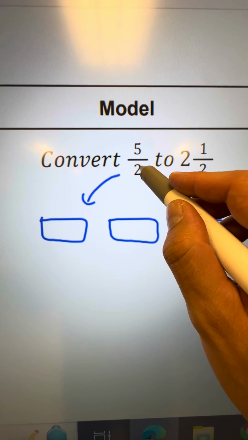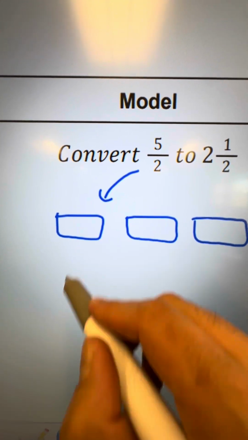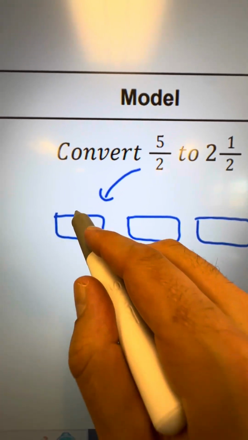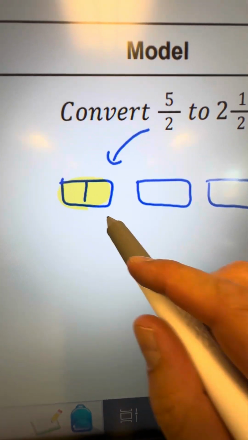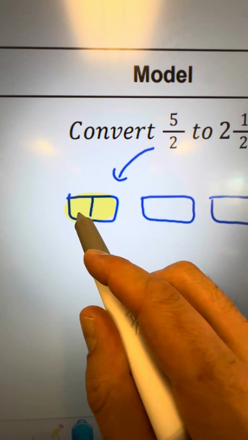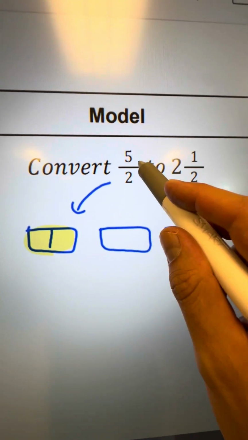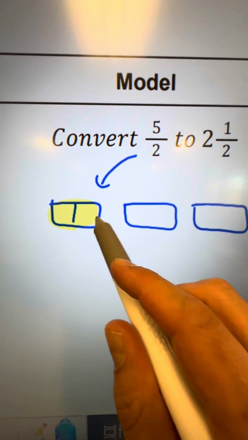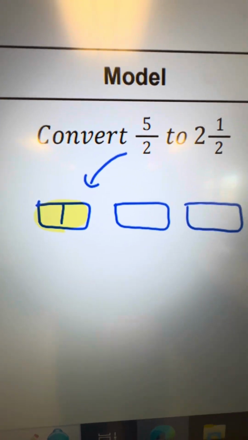So remember, your denominator tells you how many slices you're going to cut this into. Since my denominator is 2, I'm going to cut it into 2 slices. And if I were to shade these two in, you can see I have 2 halves that are shaded so far, and I need a total of 5 halves shaded. So I'm going to keep adding halves until I get to 5.